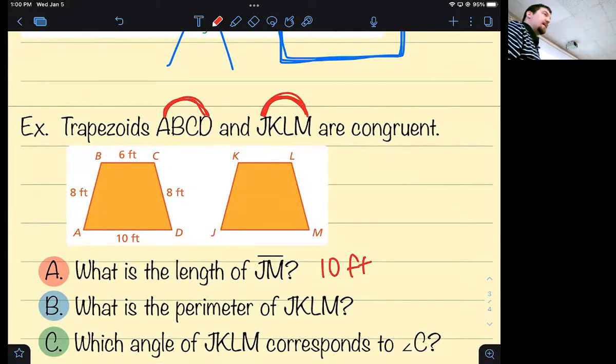Well, I'm going to show you here in a second, but they haven't been rotated or reflected. So it's really easy to see that this segment here, AD, is the same as JM, so it's got to be 10 feet. But the congruent statement confirms it.